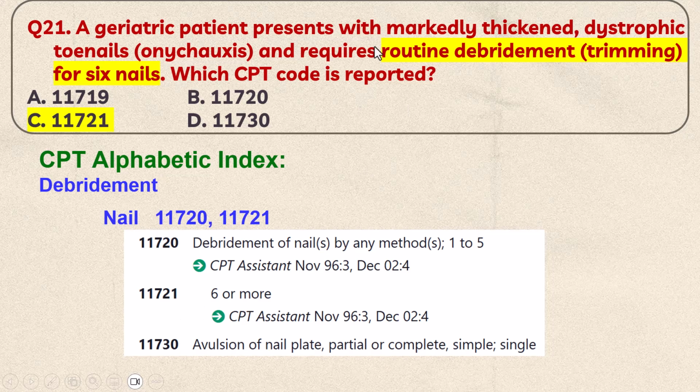So in our case, the debridement, that is trimming done for 6 nails, can be coded with this code. So the correct answer is C, 11721.